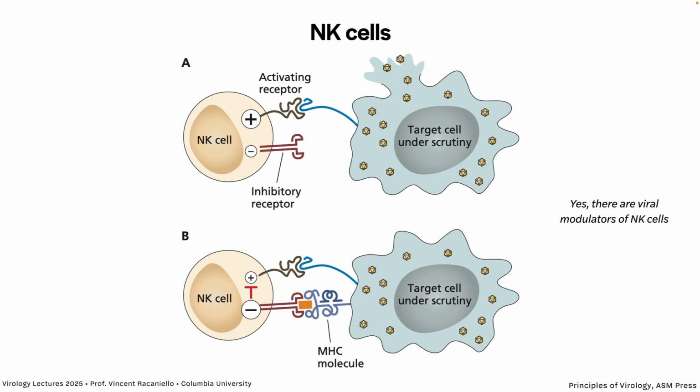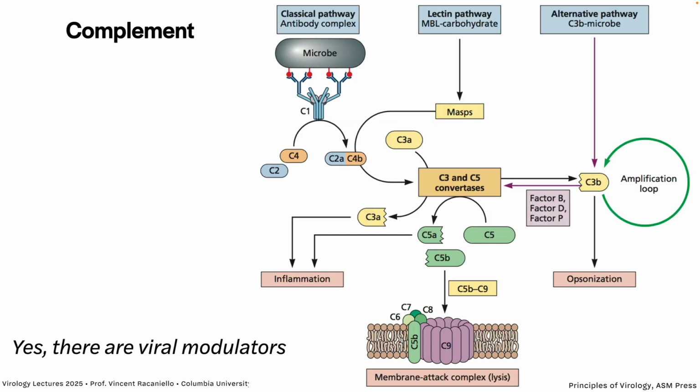So it has this activating receptor, which binds to another protein on the target cell, and it will kill the cell. But if there's an MHC molecule present, the NK cell assumes that there's no virus infection and it leaves it alone. But you know what? Viruses can make their own MHC. Sneaky, right? And the NK cell thinks it's normal and so it doesn't kill the cell. So those are modulators of this NK killing.